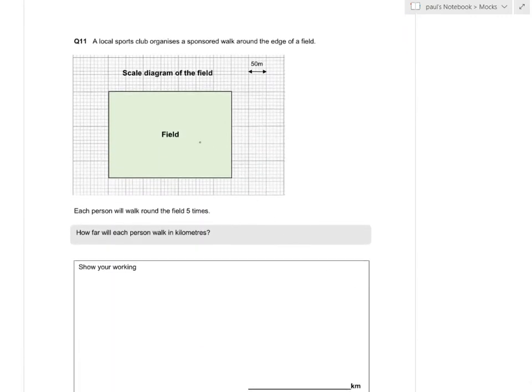A local sports club organises a sponsored walk around the edge of the field. Each person will walk 5 times around the field. How far will each person walk in kilometres? So that's 50 metres. So let's measure that.